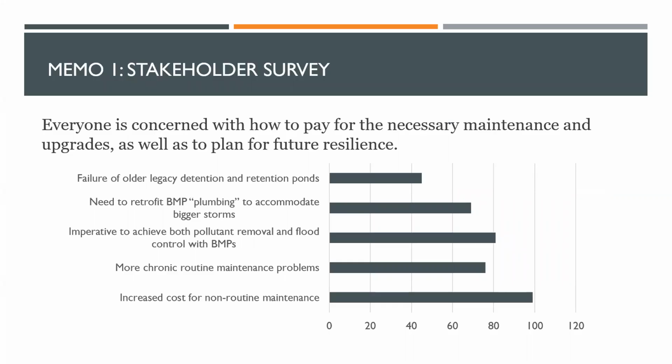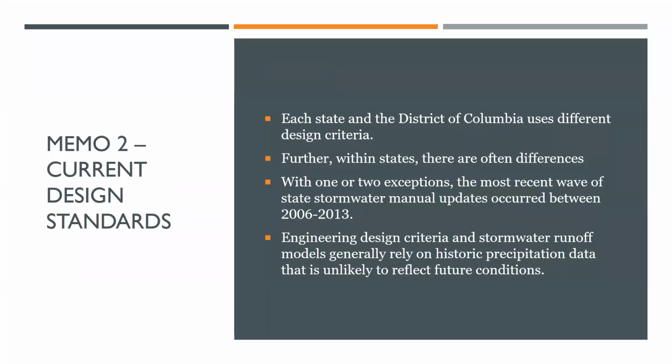And on that cost piece, it's not just the increased cost of non-routine maintenance, while that does stand out, but there are also these dueling priorities, right? The imperative of achieving both pollutant removal as well as dealing with quantity control or flood control with the same suite of BMPs, and how are we going to pay to do both of those things at the same time, as different practices have their own strengths and weaknesses.